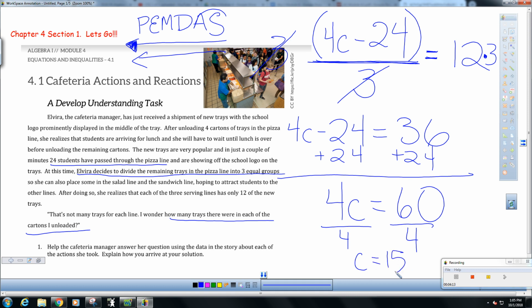So let me see if that's right. That means that each carton had 15 trays. So if I unloaded 4 cartons, 4 times 15 would be 60. And then if I did 60 minus 24, that would be 36. And if I divided those 36 by 3, it would give me 12. So that is correct. I'm very confident in my answer because I solved it and then I checked it.